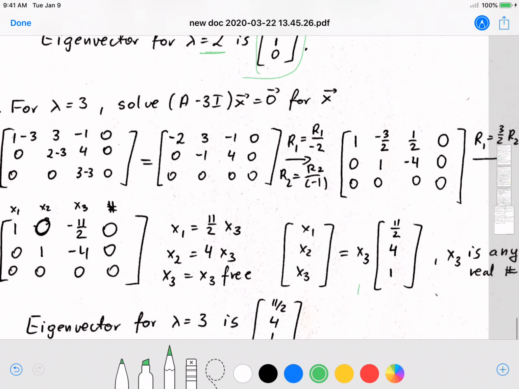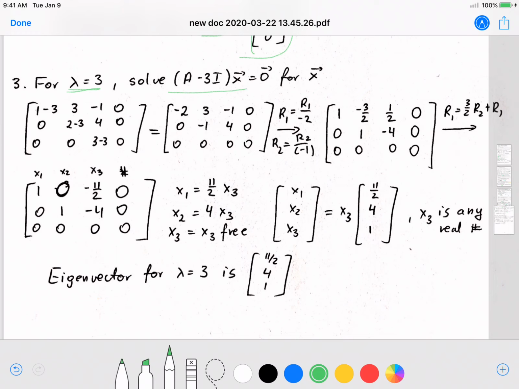And we repeat the process for lambda equal to 3. So we solve the system A minus 3 identity times x equal to 0. What we are doing is subtracting 3 from the main diagonal, because 3 times identity has only numbers on the main diagonal. So perform row operations to solve the system, and we get the eigenvector as well. So for lambda equal 3, the eigenvector is this vector. Now if you want to check linear independence, you can check and convince yourself that indeed those vectors are linearly independent.